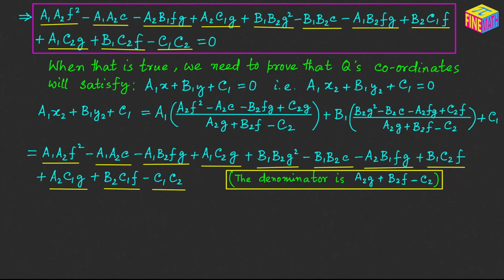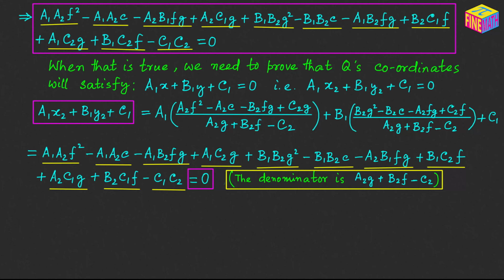That means this particular quantity is essentially equal to 0. So now that we are able to prove that the numerator is equal to 0, that means the entire quantity will be equal to 0. That means a sub 1 times x sub 2 plus b sub 1 times y sub 2 plus c sub 1 is actually equal to 0.